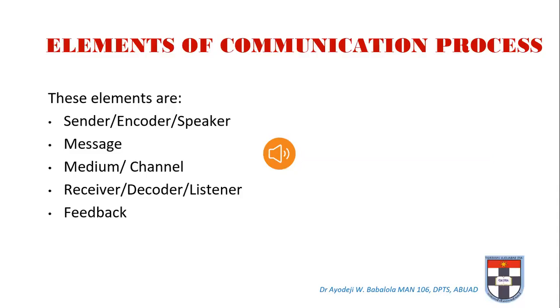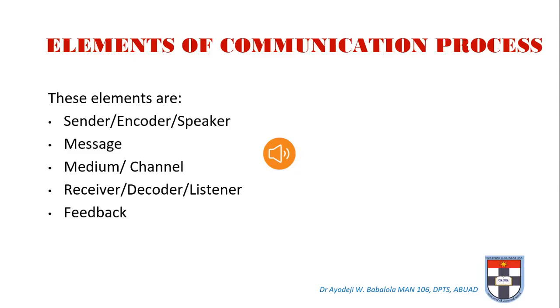We hinted at this in the last class, and we have them as sender, encoder or speaker. This is where the information originates from. The sender, encoder, speaker, or if we like, writer, is the one who encodes, who initiates the communication process, who wants to send the information across, who wants to share his ideas. Then we have the message. The message is the content, the information to be shared. It includes the thoughts and ideas that the sender intends to pass across.